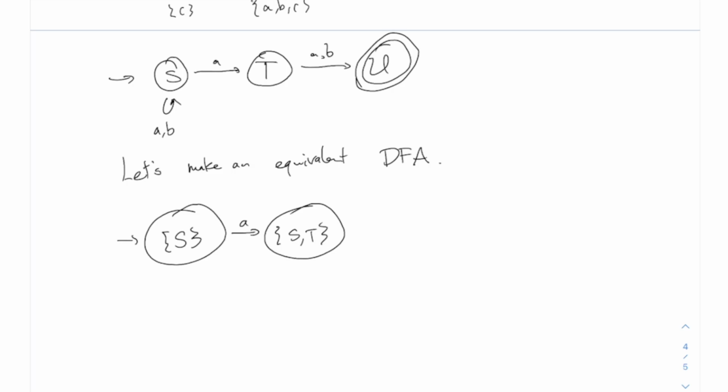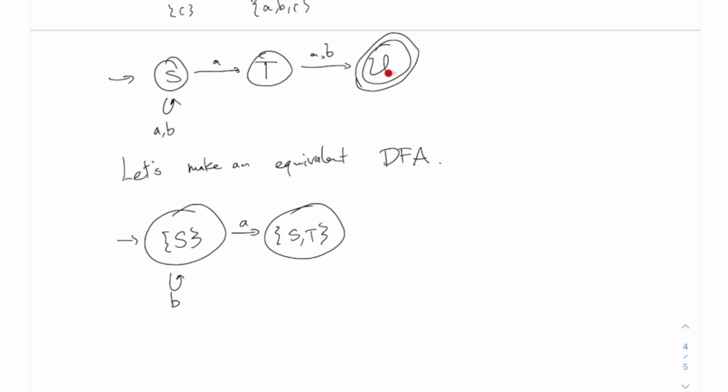All right. And how about the B arrow from S? If you do B, where can you end up? Yeah, just S. So that means my B arrow goes like this. Okay. S and T now. So now we have to think about if you're in either of these two states, S and T. Let's do the A arrow.